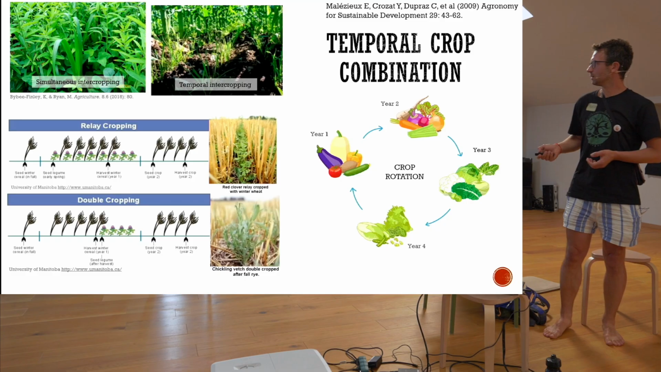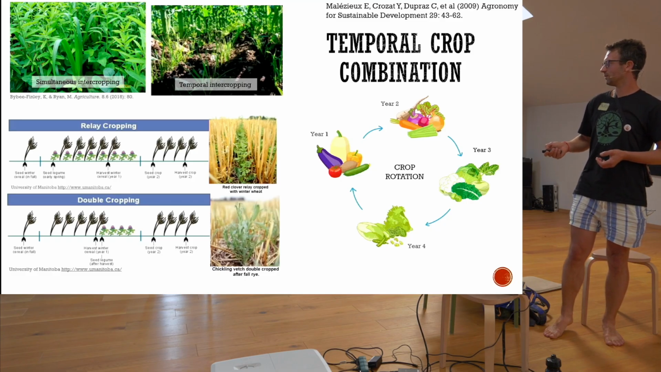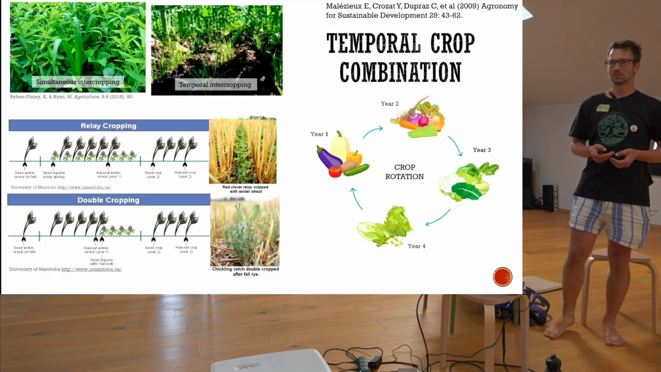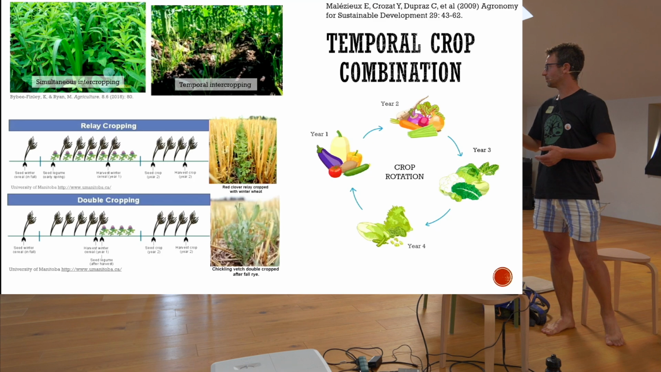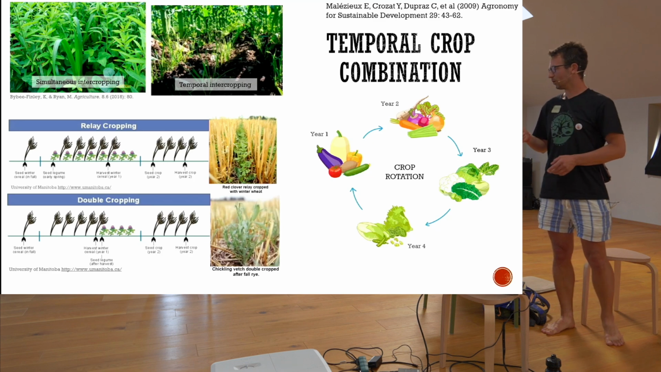The other way to extend the growing season is to combine two crops with short growing seasons, and then you can utilize the whole spring, summer, and autumn.